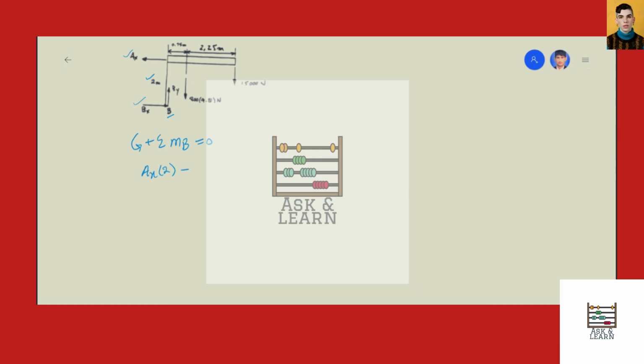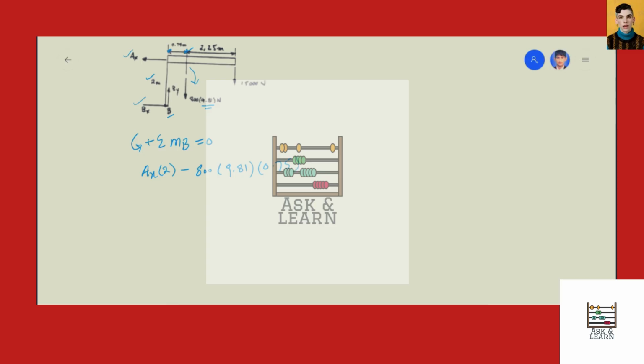Minus 800. This force is acting in this direction, so minus 800 times the gravity, 9.81, and times the distance between this and this, which is 0.75 meter.